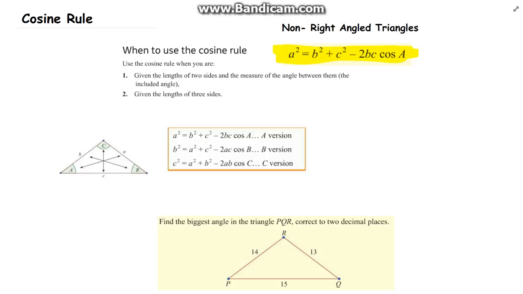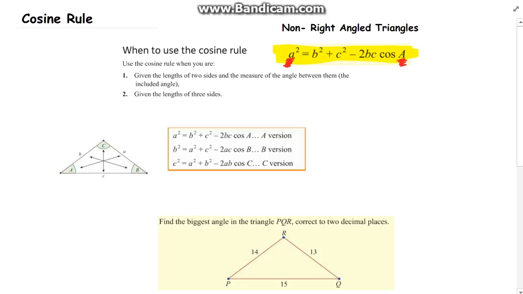As we said before, the small letters represent sides and the large letters represent angles. So one side squared equals the other side squared plus the other side squared minus 2 times them multiplied by each other, cosine of the angle that's opposite the side that's out here. So if this is A out here, then whatever side that is, the corresponding or opposite angle to it has to be out here.